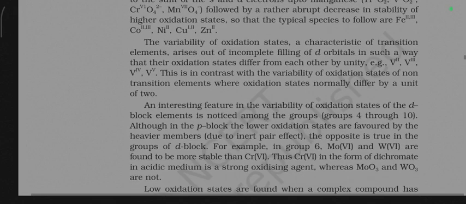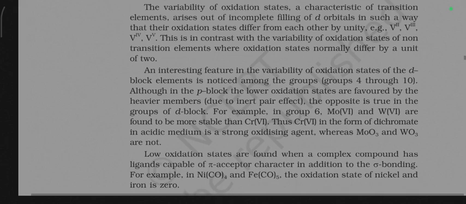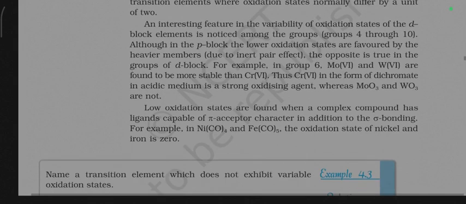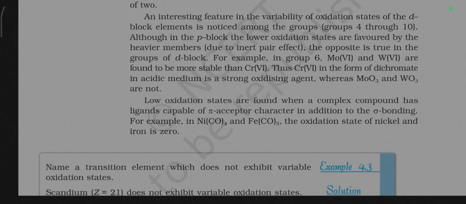The variability of oxidation states, a characteristic of transition elements, arises out of incomplete filling of d orbitals in such a way that their oxidation states differ from each other by unity. For example, V(II), V(III), V(IV) and V(V). This is in contrast with the variability of oxidation states of non-transition elements, where oxidation states normally differ by a unit of 2. An interesting feature in the variability of oxidation states of the d block elements is noticed among the groups 4 through 10.